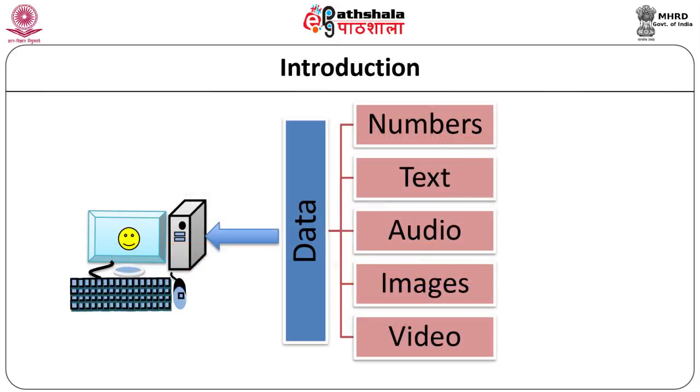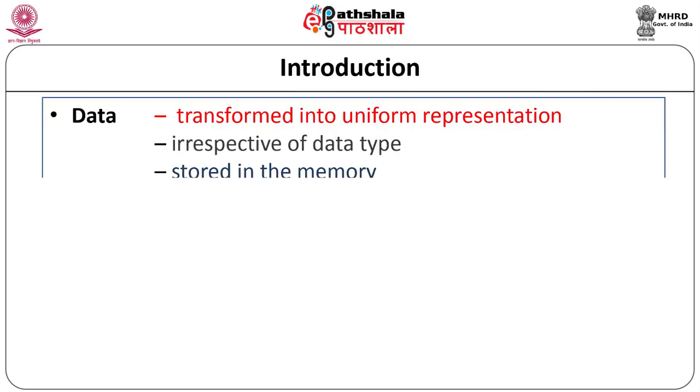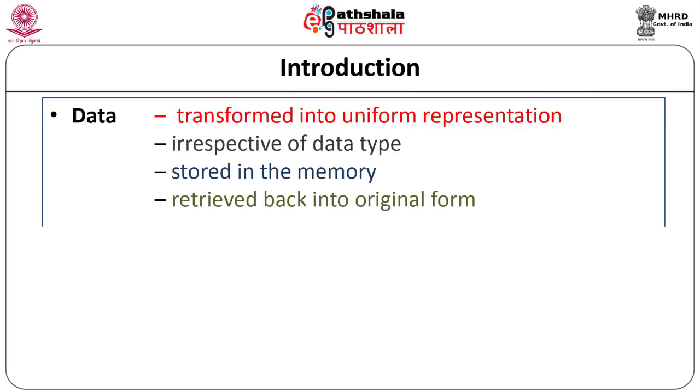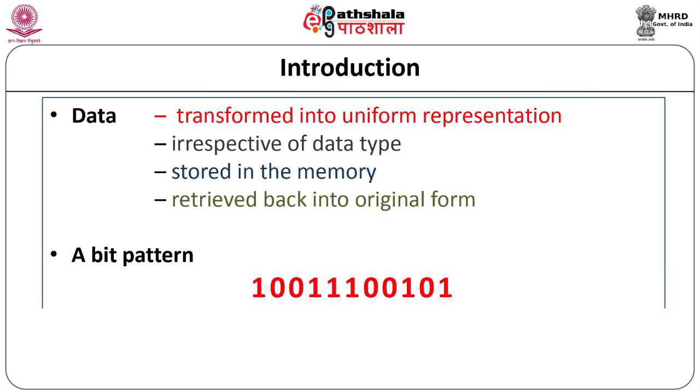Data today comes in different forms including numbers, text, audio, image and video. The computer industry uses the term multimedia to define information that contains numbers, text, images, audio and video. All data types are transformed into a uniform representation when they are stored in a computer and transformed back to their original form when retrieved. This universal representation is called a bit pattern or string of bits.